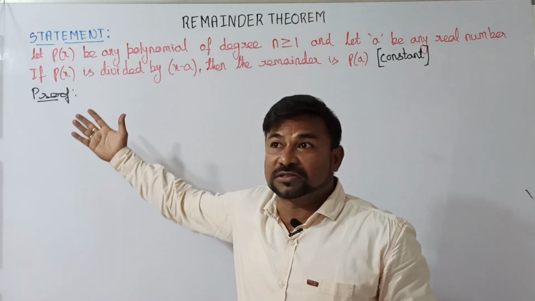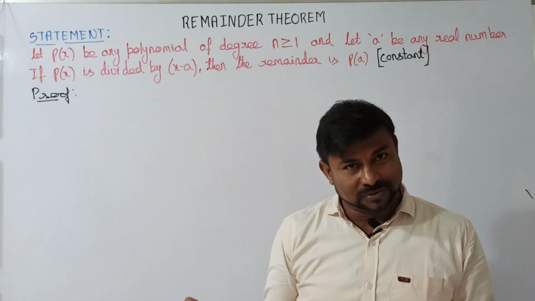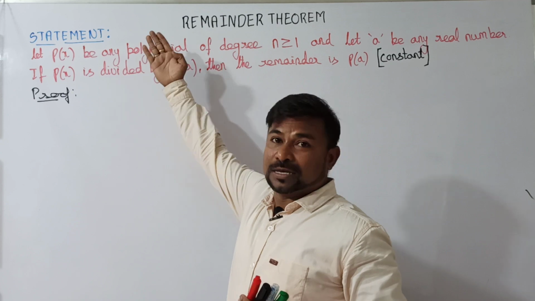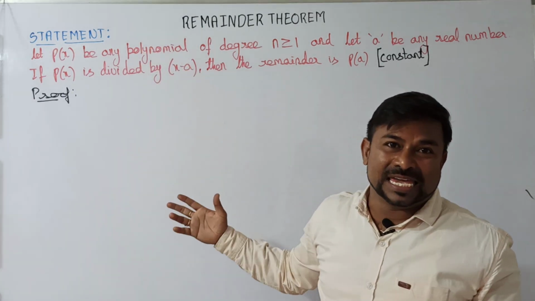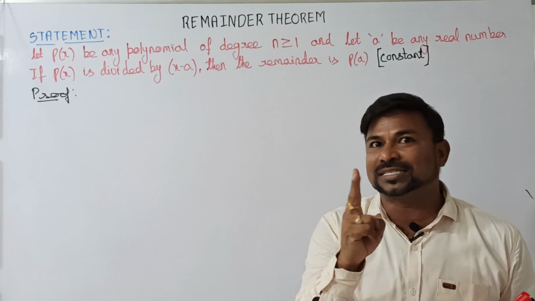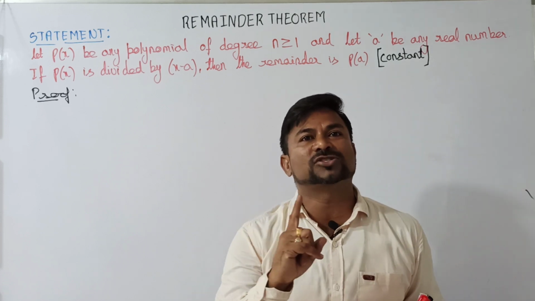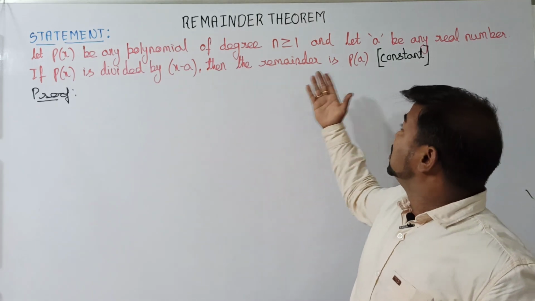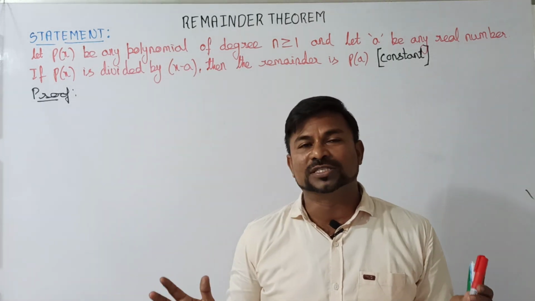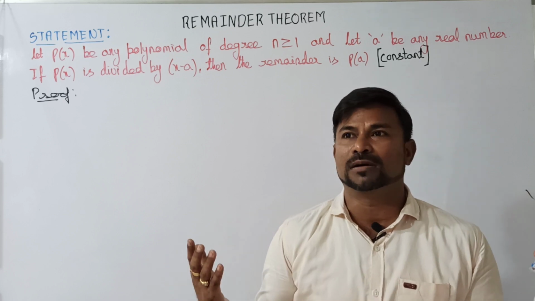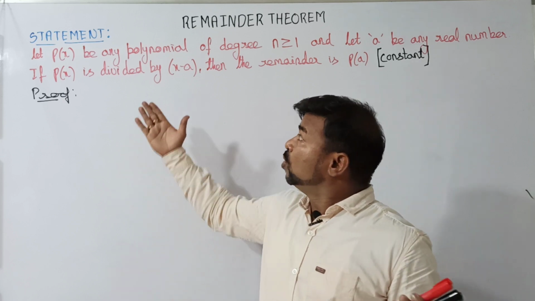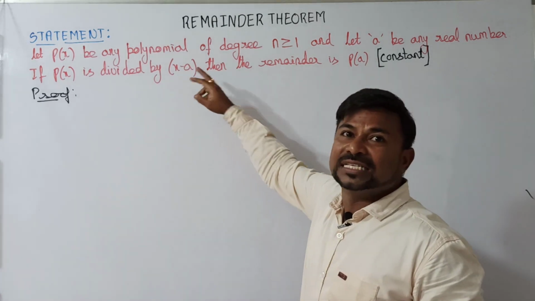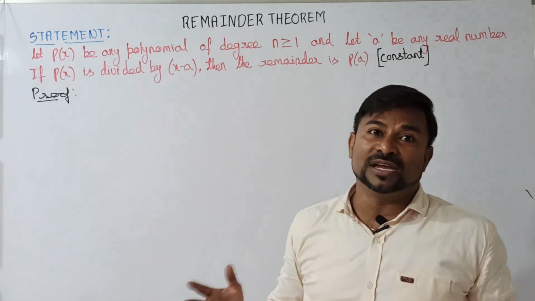Now let us come back to the first slide. What is this p of x? Of course, p of x is a polynomial, and we have conditions for a polynomial also. Now, what is this a? A is nothing but a real number. So the Remainder Theorem says only one thing: if p of x is divided by x minus a, then the remainder is p of a, which is nothing but a constant. A constant may be a number, a k, whatever. P of x is a polynomial and a is a real number.